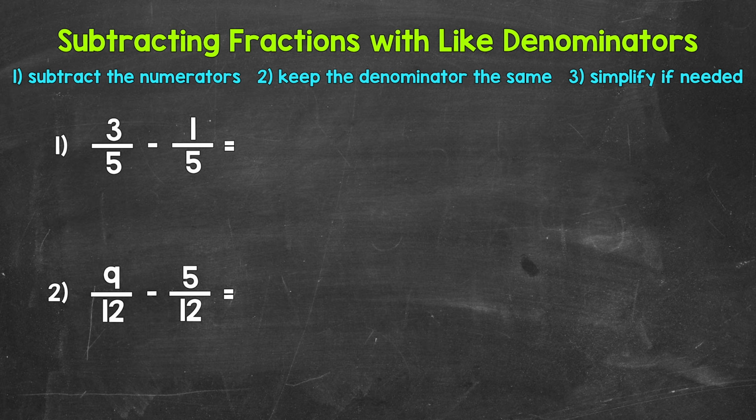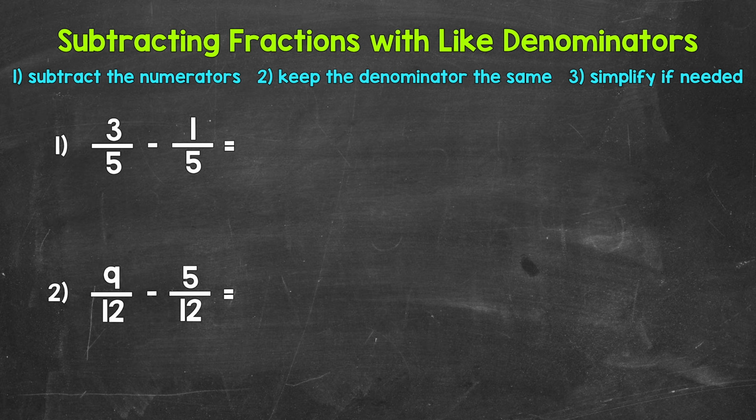Now, whenever we are subtracting fractions and we have like denominators, all we need to do is subtract the numerators, the top numbers, and then we keep the denominator the same, the bottom number the same. That will give us our answer, and we can look to simplify that answer if possible, if needed.